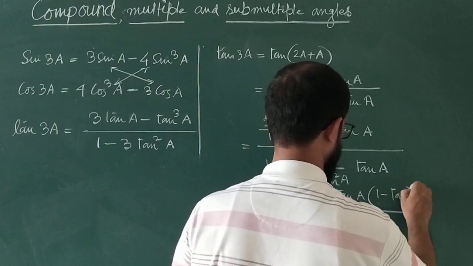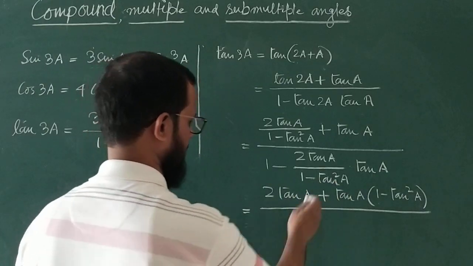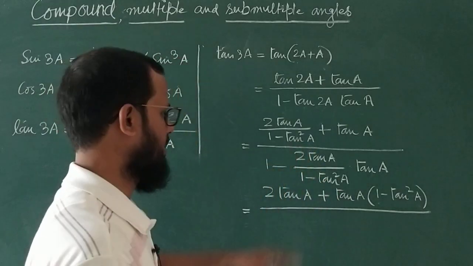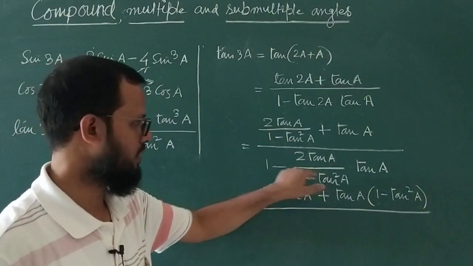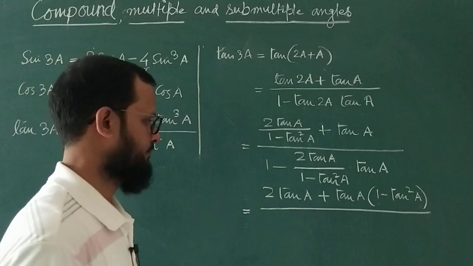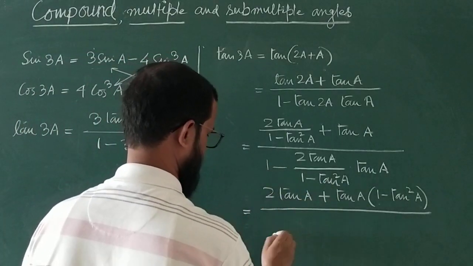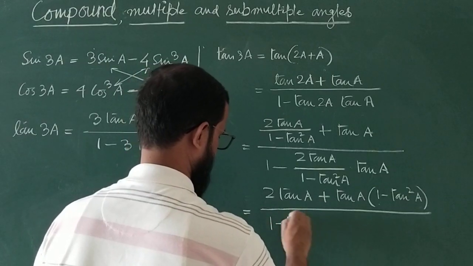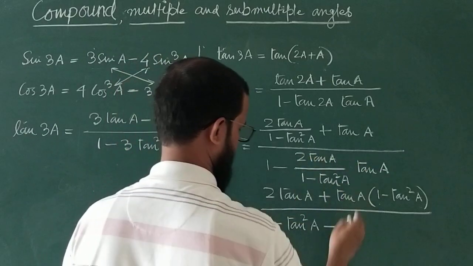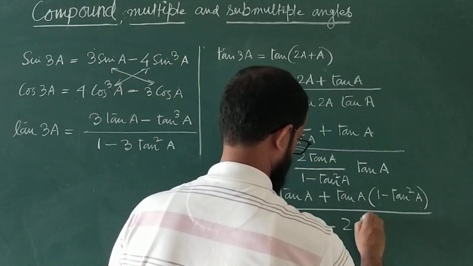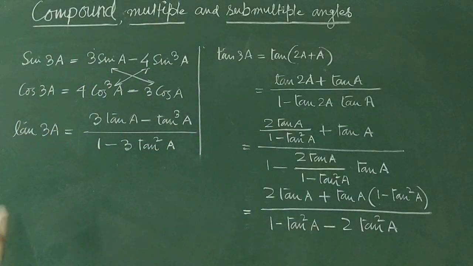I hope you are understanding, because you know how to take LCM. Similarly here, if we take LCM, the LCM of the numerator is 1 minus tan square a, and the LCM of the denominator is 1 minus tan square a, so both will cancel. Finally, after taking LCM it becomes 1 into (1 minus tan square a) minus 2 tan a into tan a, which means 2 tan square a. Okay, this is the result we reach.